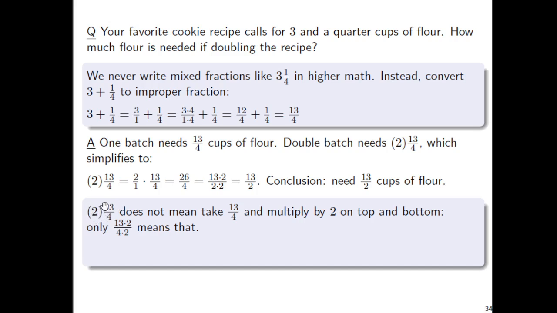Writing like this is not going to serve that purpose, because writing like that ends up creating a fraction of different value. You notice just up here that 2 times 13/4 meant 2 over 1 times 13 over 4, and that simplified to 13 over 2. And that's a different value fraction than what you get if you were to multiply by 2 on top and bottom, because if you multiply by 2 on top and bottom, you should actually get a new fraction whose value is the same as the original 13 over 4.